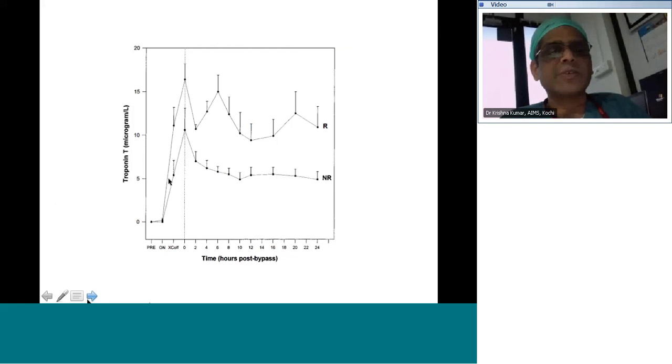So these are the troponin T levels in the group with restrictive physiology and the group with non-restrictive physiology, and persistently there was a difference. So this is the hypothesis that we put together.